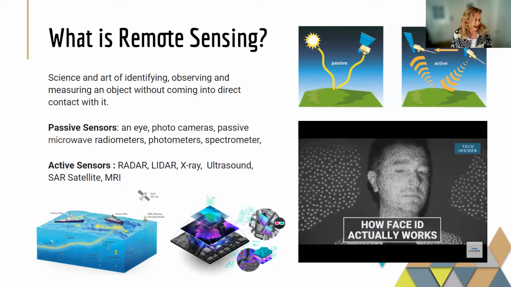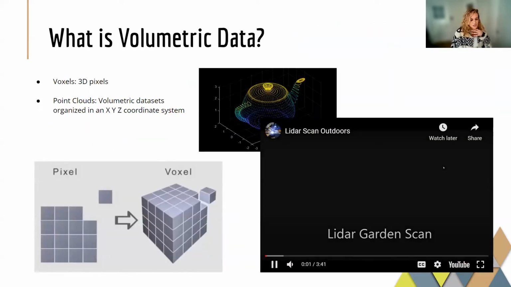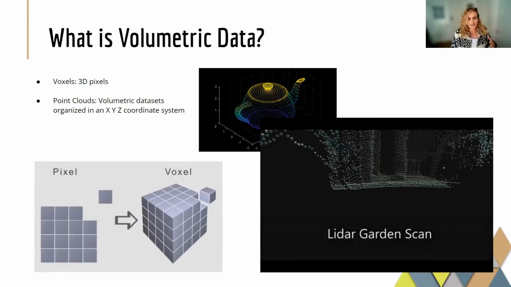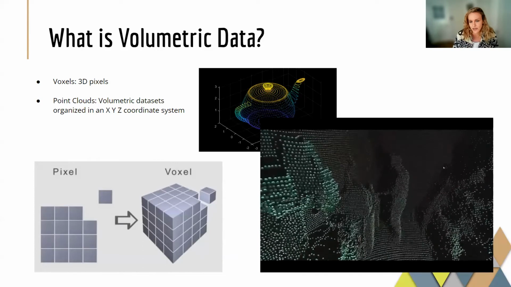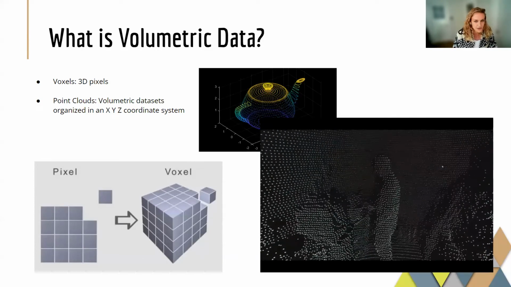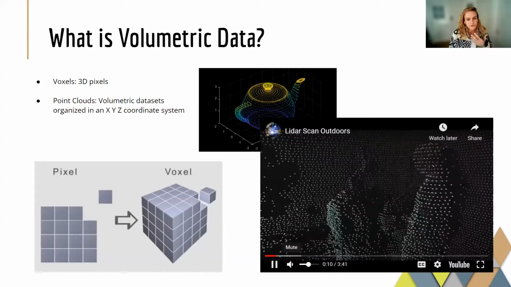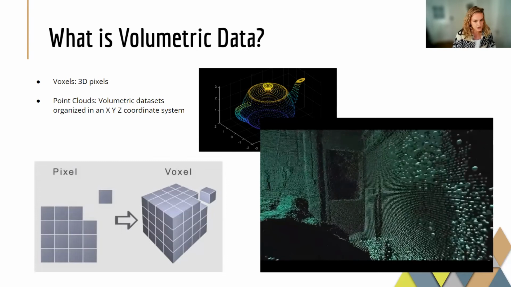So you might ask, what is a point cloud? I'm just going over the very basics in case nobody knows what I'm talking about. They are just volumetric data sets organized in an XYZ coordinate system. So this describes a kind of volumetric data set of how data or information is structured in a three-dimensional space.